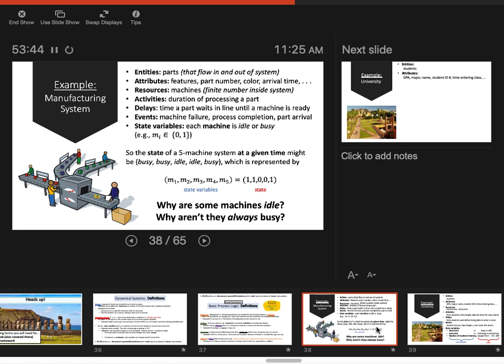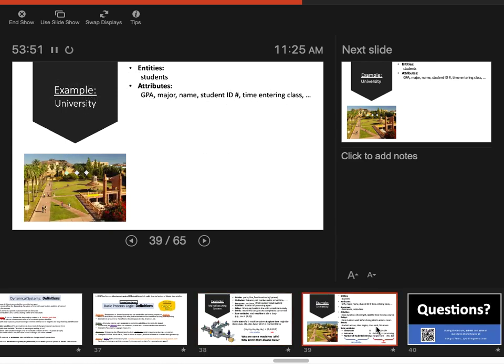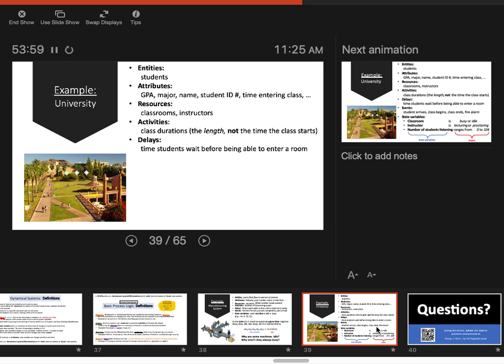I thought I saw a hand up here. Well, let's move on. I think some of these questions will get answered as we move forward. Here's another example, a university. I'll go through this quickly. Students I'm modeling as the entity. They are differentiated by GPA, major, their names, their ID numbers, etc.